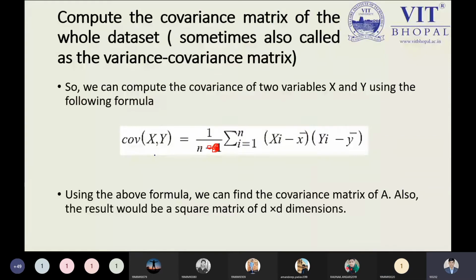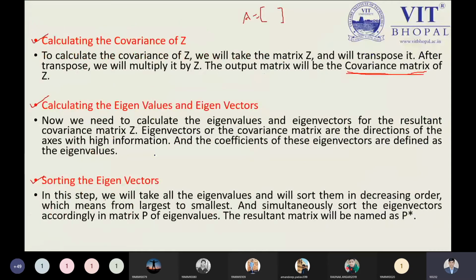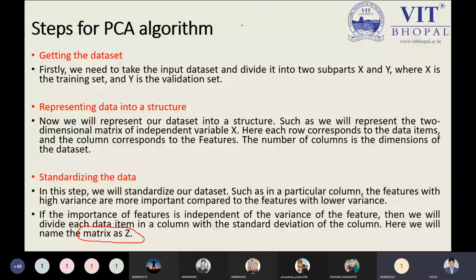So now it's time to compute the covariance matrix. As our algorithm says, after standardizing the data, you need to calculate the covariance of the matrix Z. Here in the algorithm we are using Z, but in this numerical portion we are using the A matrix. I have already written it here. So we are using the A matrix. Am I right? Yes, sir.